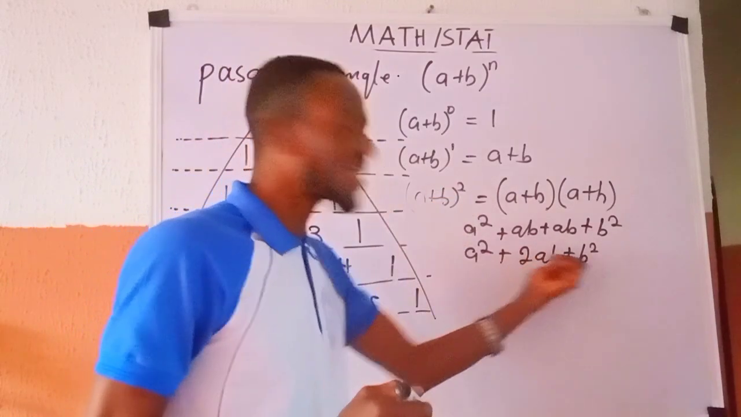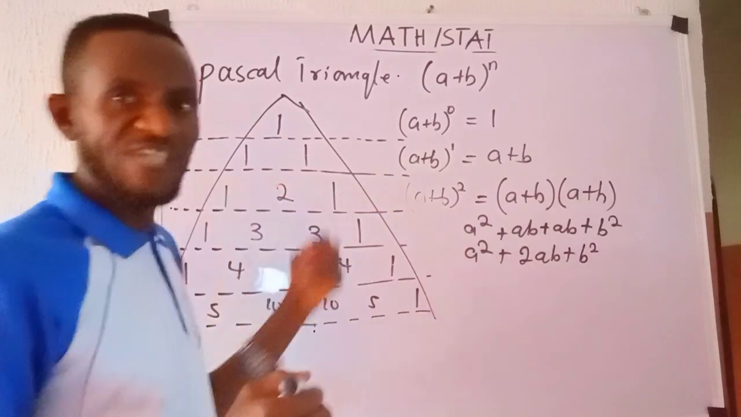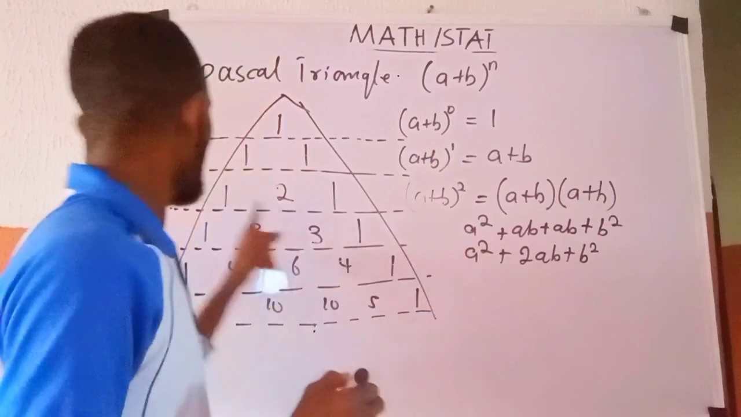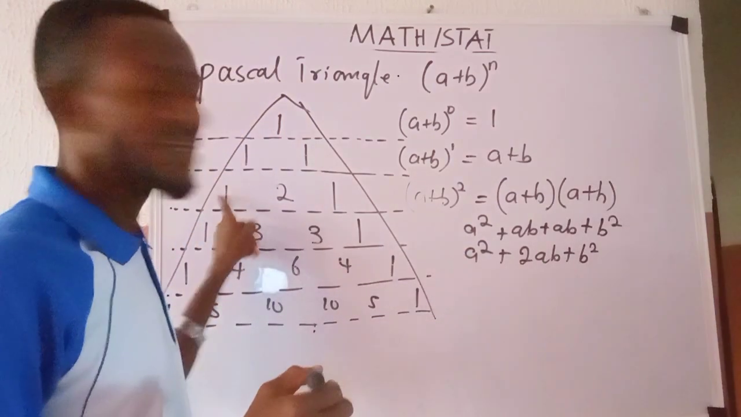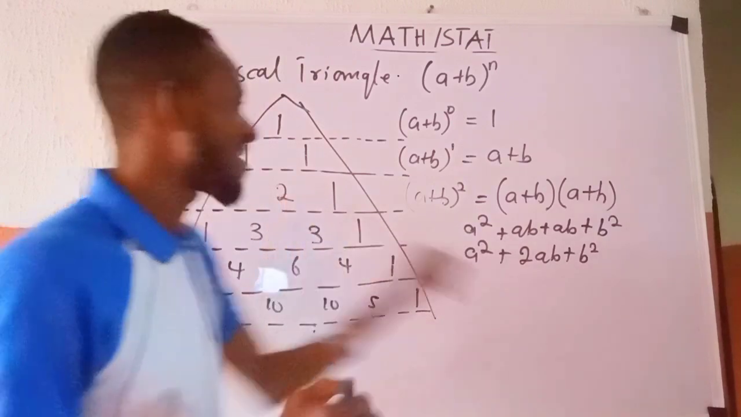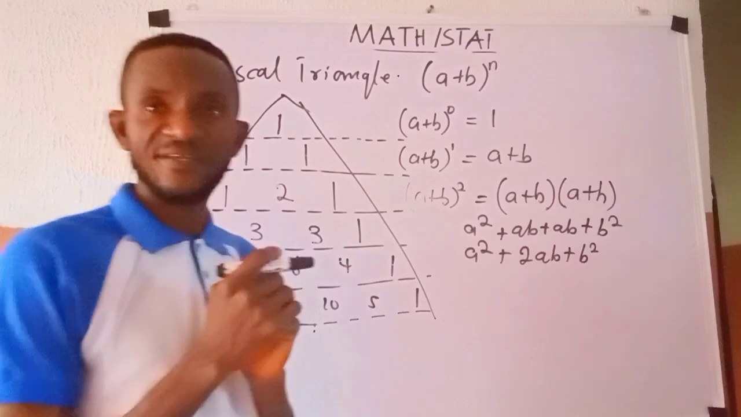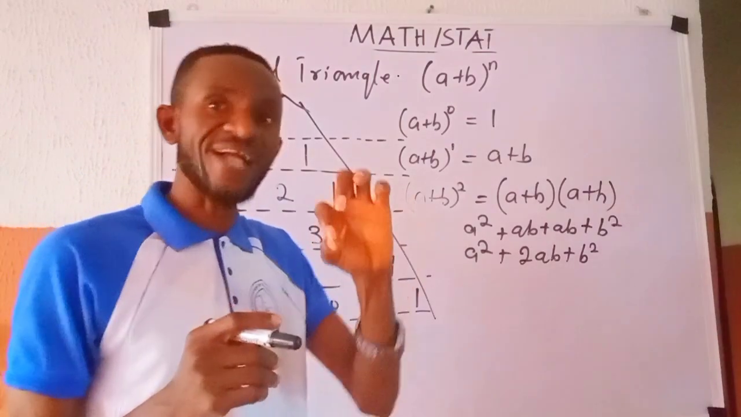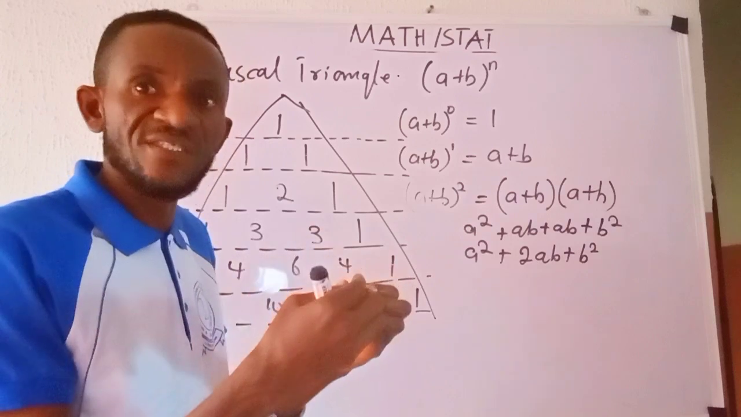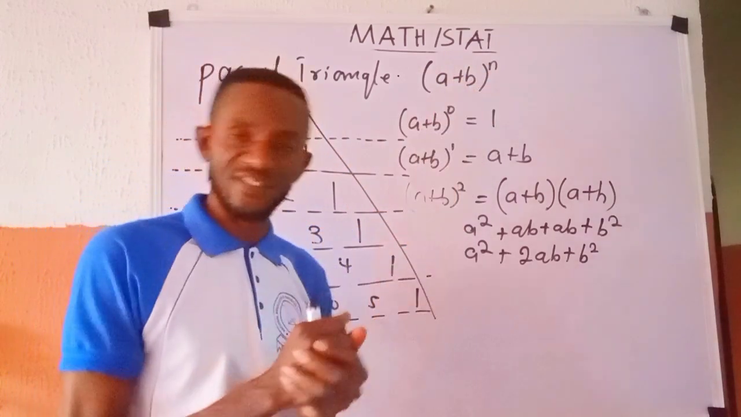So how do we relate this answer which you have with this particular third row? The relationship there is the coefficient of A raised to power 2 here is 1. And look at how I have 1 here. The coefficient of AB here is 2. Look at the 2 here. And then the coefficient of B raised to power 2 is 1. Look at 1 here. So that's the reason why we say that this Pascal triangle gives the coefficient of the expansion of any binomial expression written in form of this.